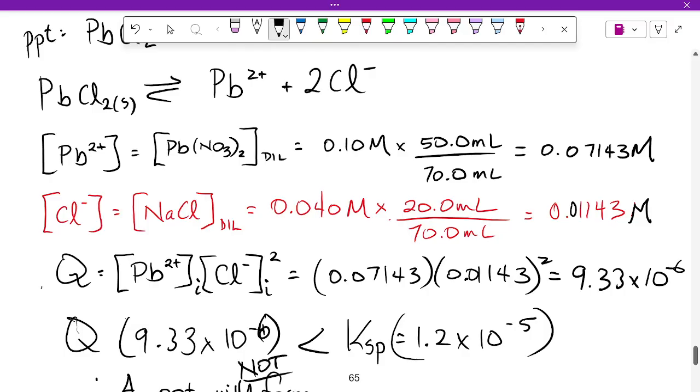Whew. I think I need to change one of these examples so we get a precipitate in one of them. If I did 0.4 molar, that would work.